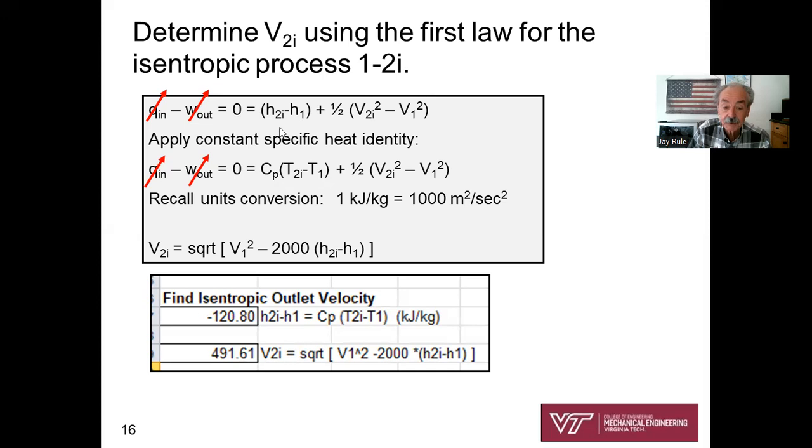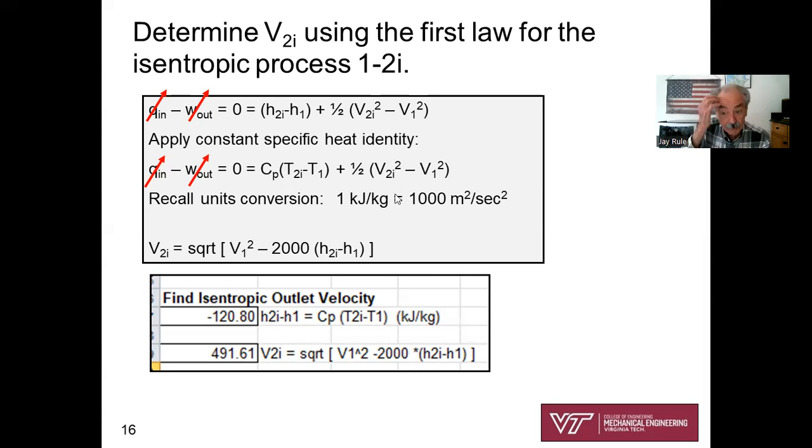Delta H is equal to Cp times delta T for an ideal gas with constant specific heat. Cp is a constant number, okay? Plus 1/2, then the kinetic energy change, 1/2 V2I squared minus V1. So we're down to one equation and one unknown. Everything is known except for V2I.